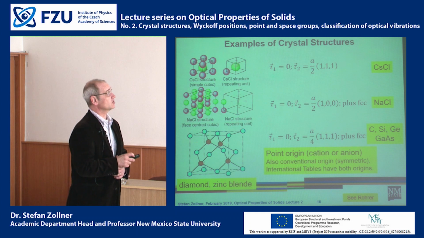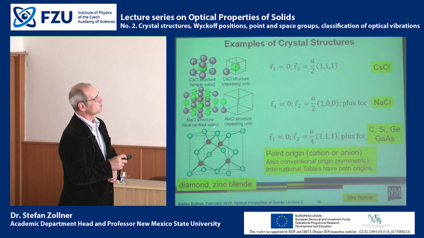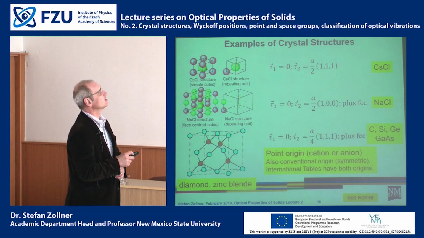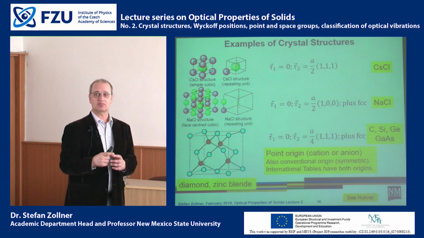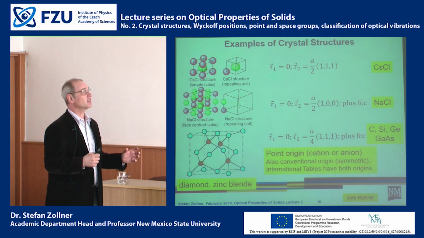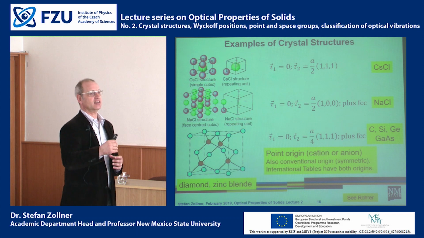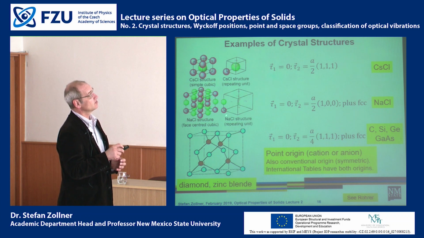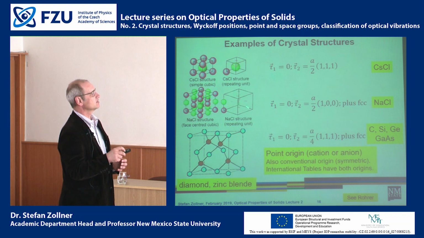The sodium chloride structure is FCC with one atom at the center and one atom sitting here shifted by half a cubic length along one of the axes. So the NaCl structure has two sublattices. There's an FCC-like sodium sublattice and an FCC-like chlorine sublattice, and the two of these sublattices are shifted by half a cubic length.